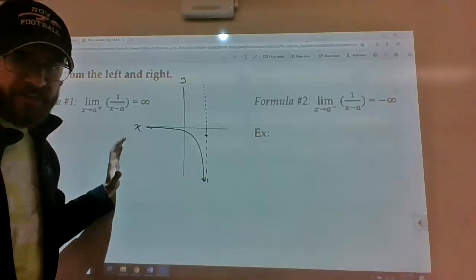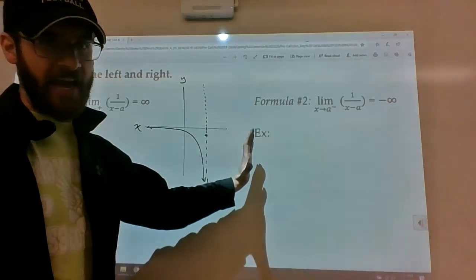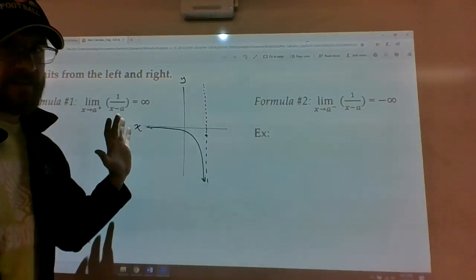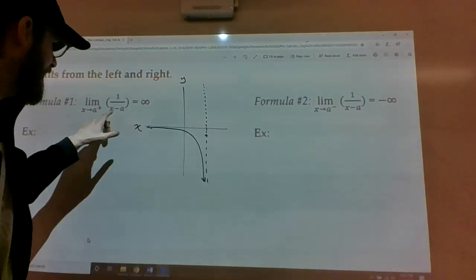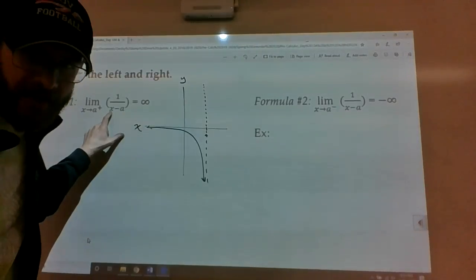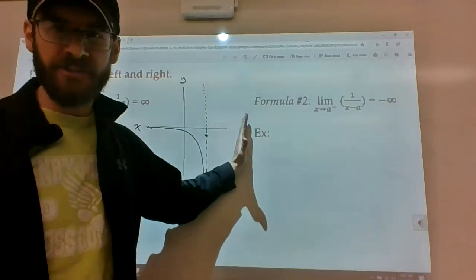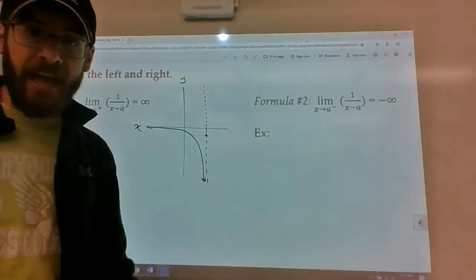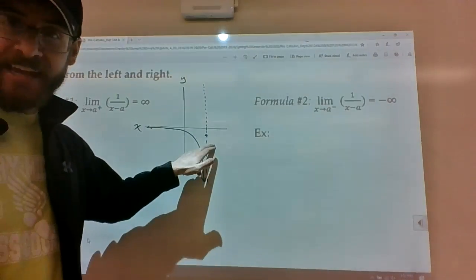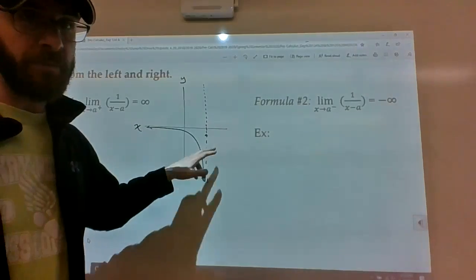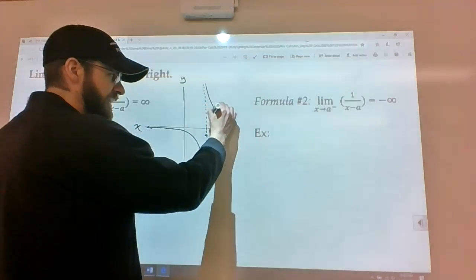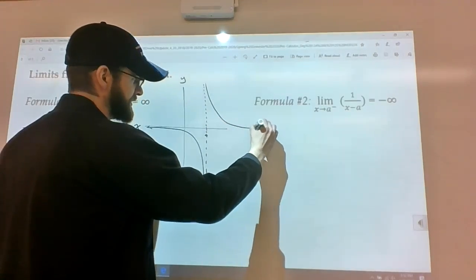And then everything to the right of this asymptote, let's say you plug in 2a, which would be double this value, so it would be somewhere off over here. 2a minus a would be a. 1 divided by a, if we're saying a is a positive number, would be a positive value. It is always going to be above the x-axis.